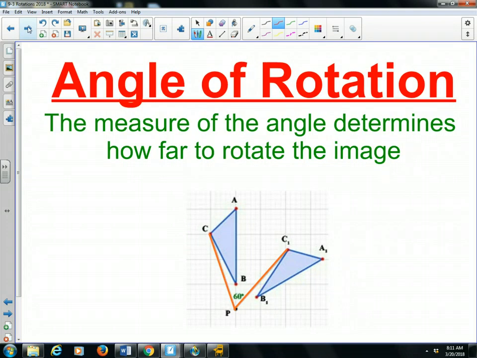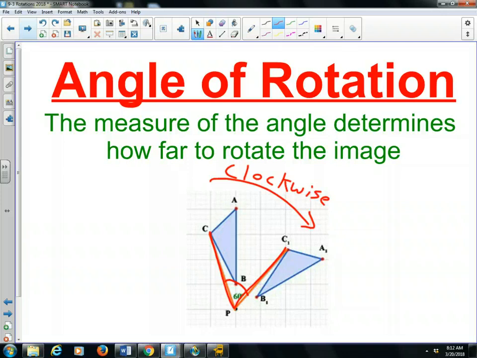We also have what's called the angle of rotation. The angle of rotation is the measure of the angle that determines how far to rotate the image. Again, triangle ABC is rotated 60 degrees in this direction, so we would call this a clockwise rotation. As you can see, this angle from C to C prime is 60 degrees clockwise. That's what we call the angle of rotation, and every point is rotated 60 degrees. If we were to take a protractor and measure the angle from point A to A prime, it would also be 60 degrees. Every point from triangle ABC to triangle A prime, B prime, C prime is rotated that 60 degrees clockwise. That's called the angle of rotation.